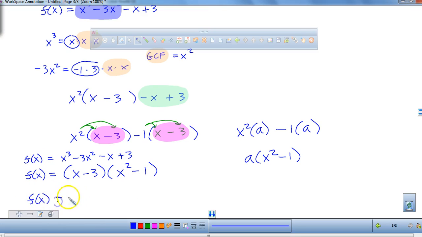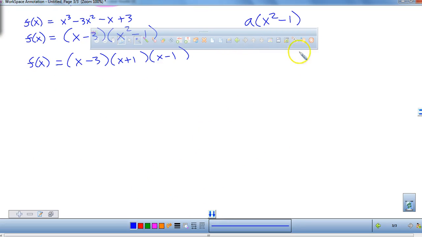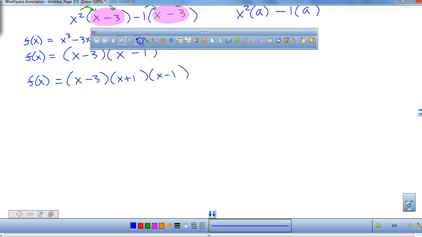The final answer with everything factored is x minus 3, and x squared minus 1 will factor to x plus 1 and x minus 1. Now if you didn't automatically recognize that, that means you aren't comfortable with the difference of squares. So let's write down some common difference of squares.